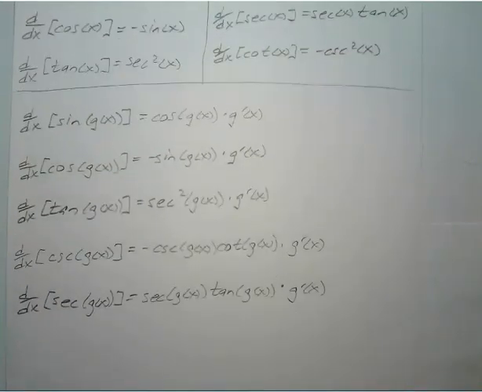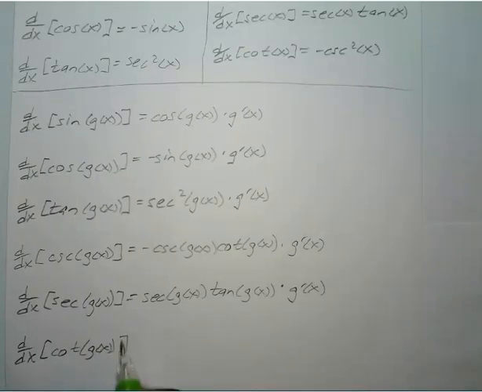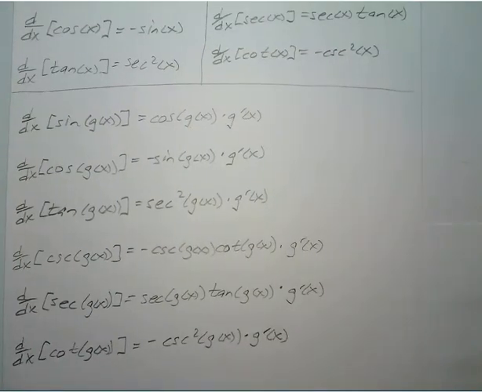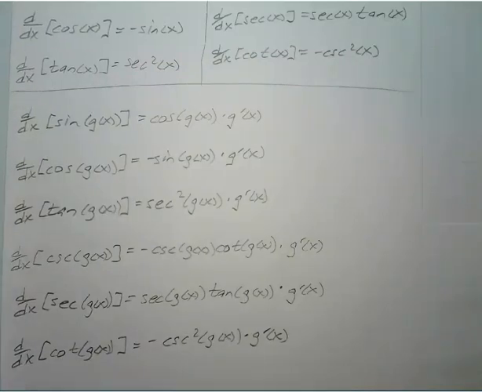Same thing with cotangent. The derivative of cotangent of a function of x is going to equal negative cosecant squared of a function of x times the derivative of that function. If you are still writing, feel free to press pause, but we're going to go ahead and do a quick example.